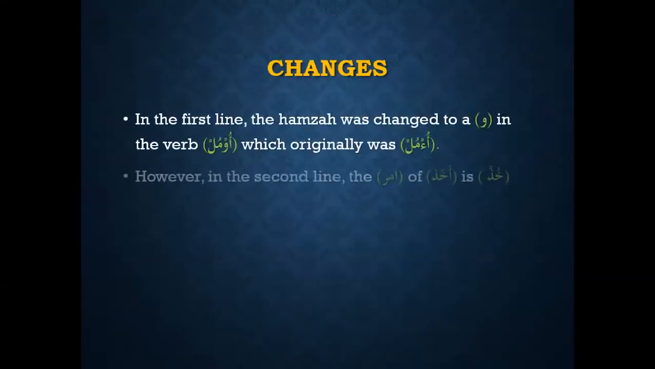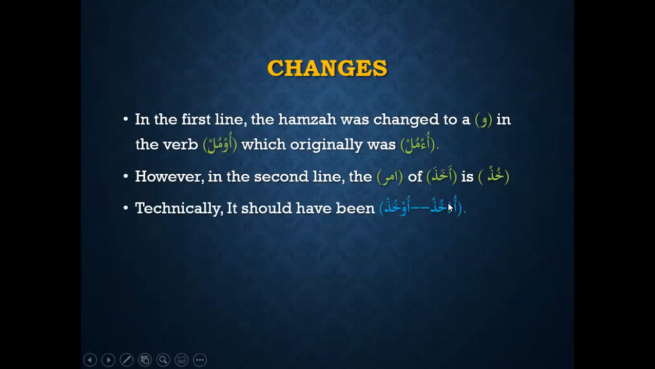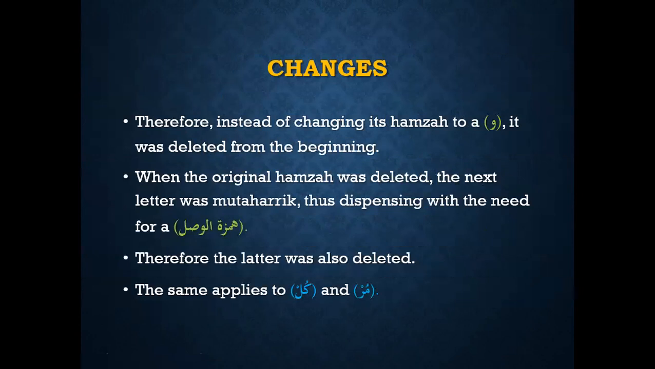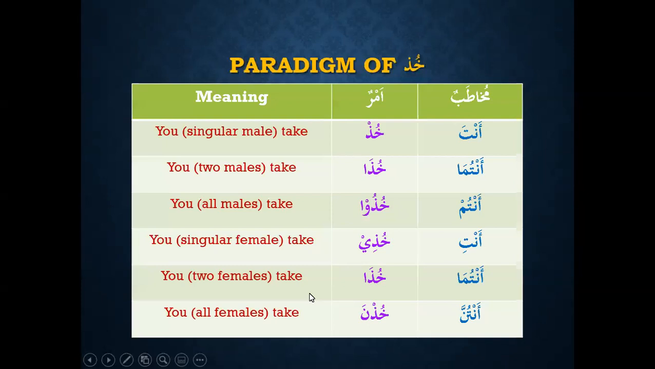So let's have a look again. So here, u'mul becomes u'mul, which is fine. But u'khud becomes khud. Okay. And because they use a lot. So likewise, u'mur becomes mur and u'kul becomes kul. So the gardan from the second person, when you command someone to say, take it. So you would say khud, khuda, khudu, khudi, khuda, khudna.